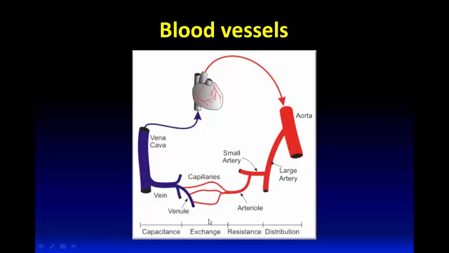The capillaries are the parts of the circulatory system where we have the exchange. Then we have the venules and the veins, which are the capacitance vessels. They can accommodate large volume of blood because the walls of the veins are highly distensible. They are highly compliant.